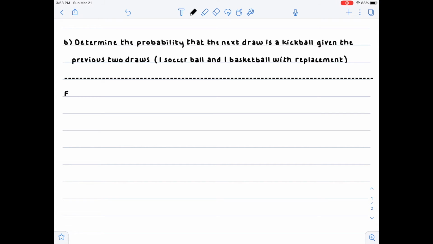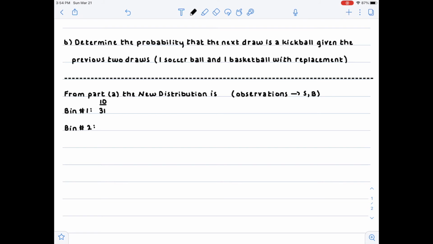So from part A, the new distribution is, and again, we found this new distribution because we had some observations. So again, we had those observations of that soccer ball and that basketball. So I'm just going to denote that as S, B here. So from part A, we had that new distribution. So bin 1 now has a probability of 10 over 31. Bin number 2 now has a probability of 16 over 31. And bin number 3 has a probability of 5 over 31.